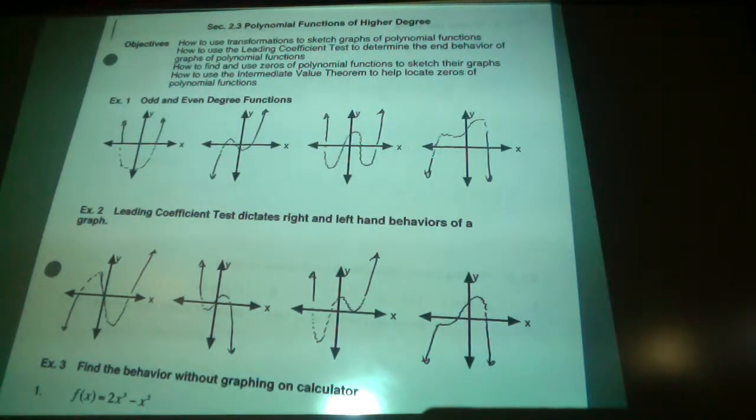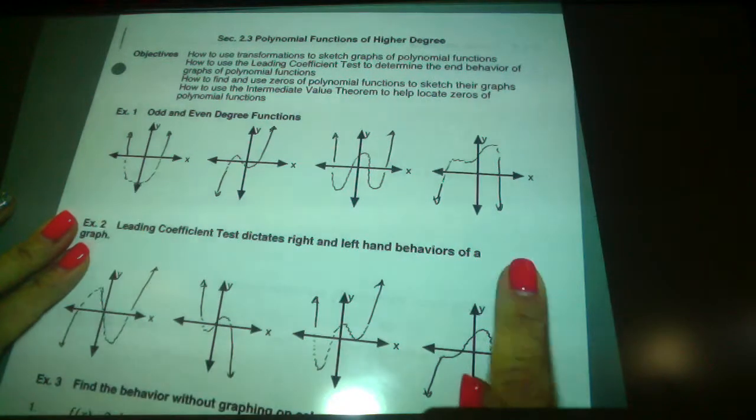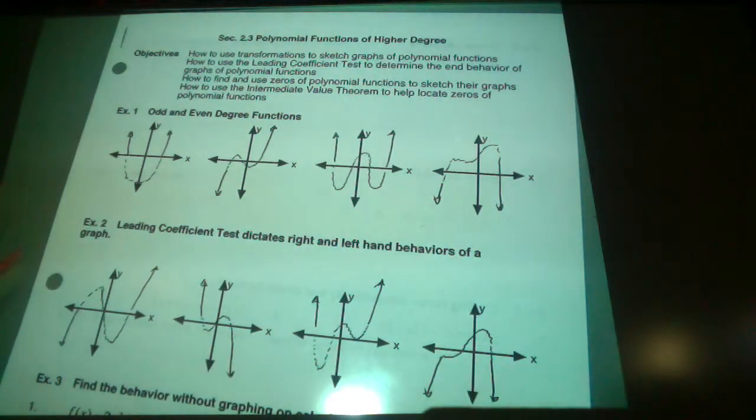All right, so the first half of 2-3, we are going to look at polynomials of higher degrees. In the last section, we only looked at degrees of 0, 1, and 2. Now we're going to look at degrees of 3 and higher. I've drawn for you 4 different pictures, and from those pictures, you can determine whether it's an odd or an even degree function, all by looking at the left and the right-hand behavior.